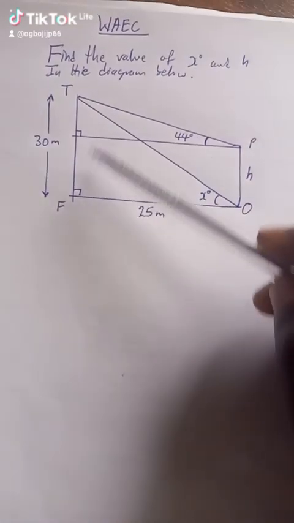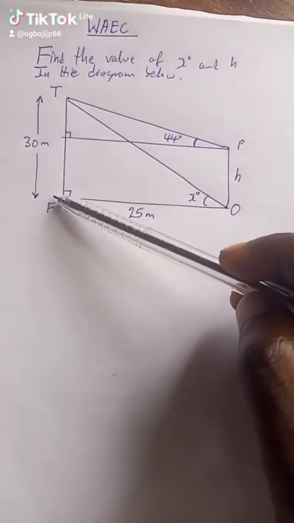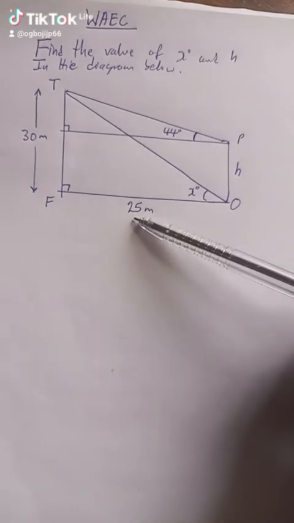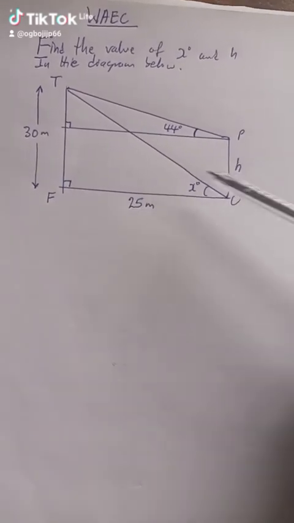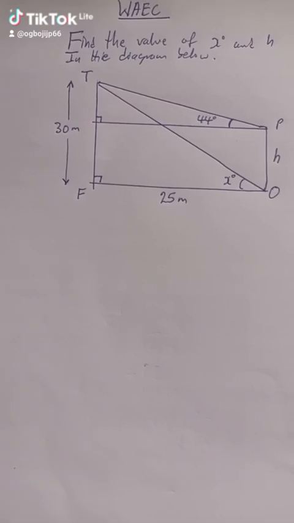Each of these are right angle triangles, as we can see here. We have a vertical height of 30 meters, and we have 25 meters as a distance, right? So we are asked to find the value of this h and this angle. So let's get to it.